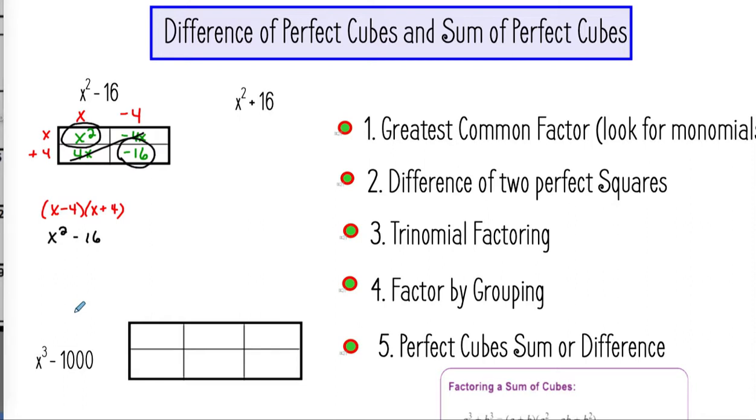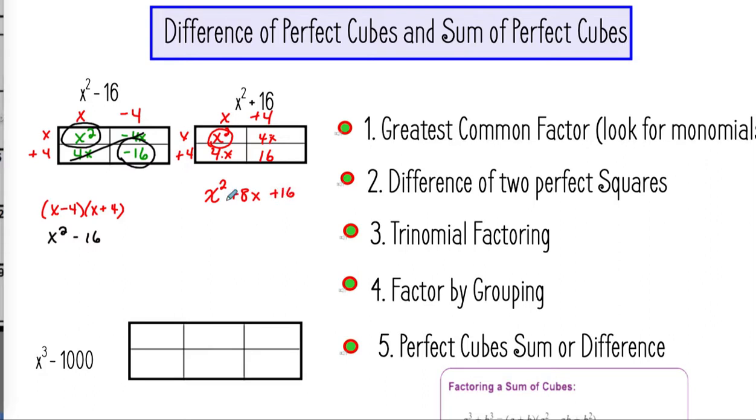Now, we cannot factor an addition of 2 perfect squares. Every year I get kids that say, yeah, you can. It would be x plus 4 and x plus 4. Well, if you multiply that out, you get x squared, 4x, 4x, and 16. And if you notice, the 4x's don't cancel out. In fact, you get 8x. And then you're left with a plus 16. So there's no cancellation there. So that's why you cannot factor a sum of 2 perfect squares.